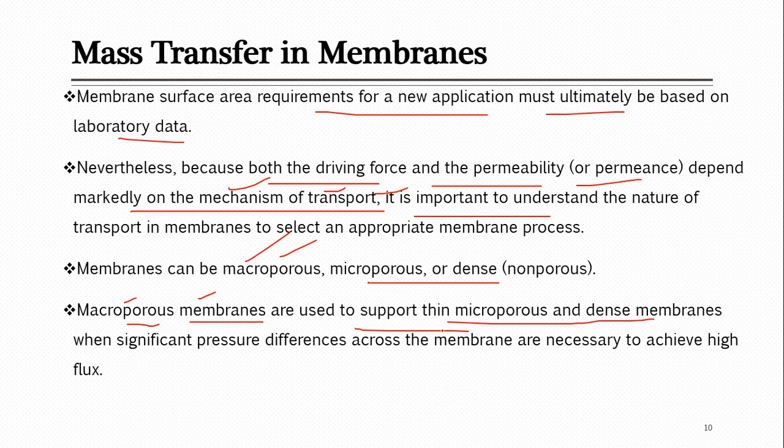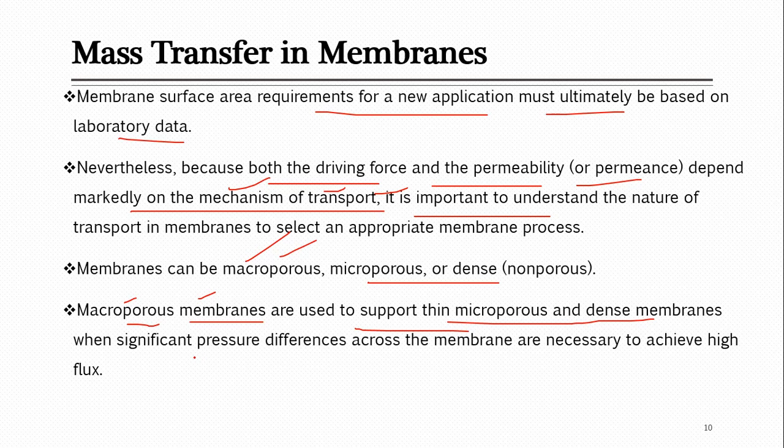In order to avoid that, or give strength to that membrane, we go for macroporous membrane, and macroporous membranes are just used as a support. They are not the active layer, they are not used for separation purposes, they are just used for support. We discussed this in detail last week, so if you have any confusion, just go back to those slides on membrane types, and there you can see this.